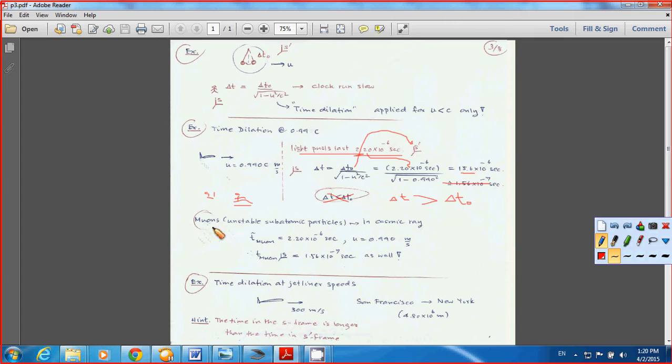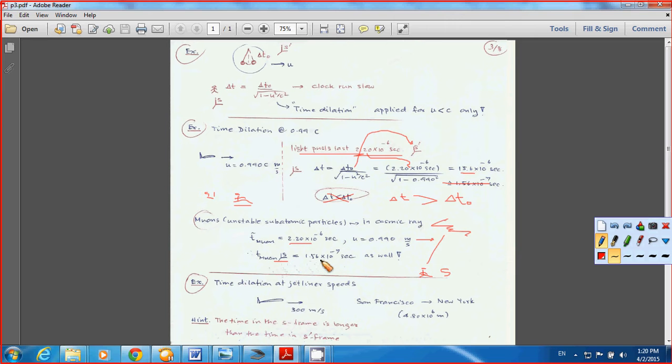Another one is talking about muons, or unstable subatomic particles. You can see them in cosmic rays in the universe. You can see the light coming out in the sky. And we're talking about the decay time. It takes 2.2 times 10 to the negative 6 seconds for them to decay. But when the cosmic ray is moving with the speed of 0.990 c, which is very close to the speed of light, when you look at the Earth, or you look at the cosmic ray in the sky, this is on your S frame.